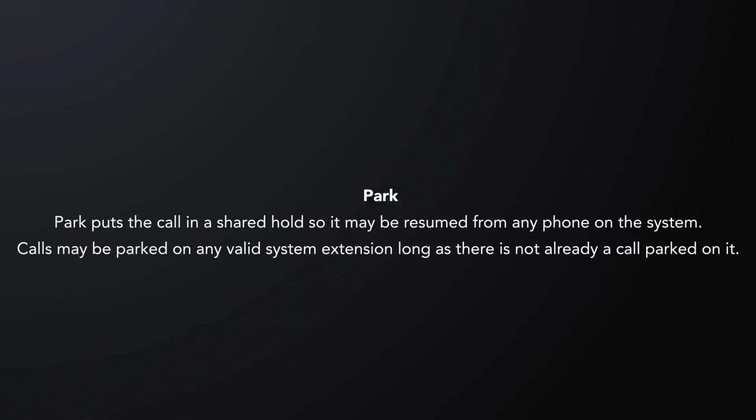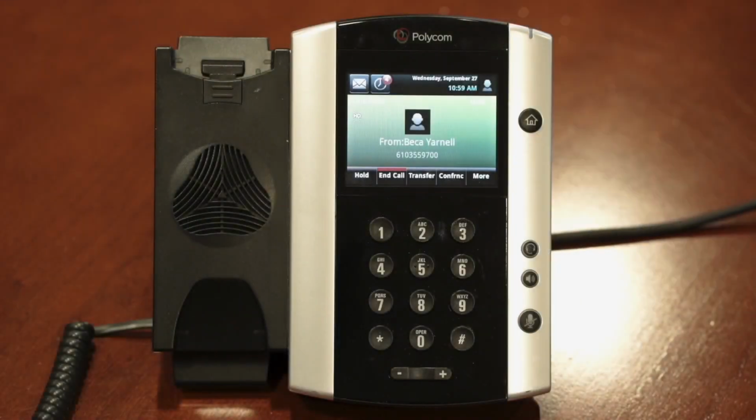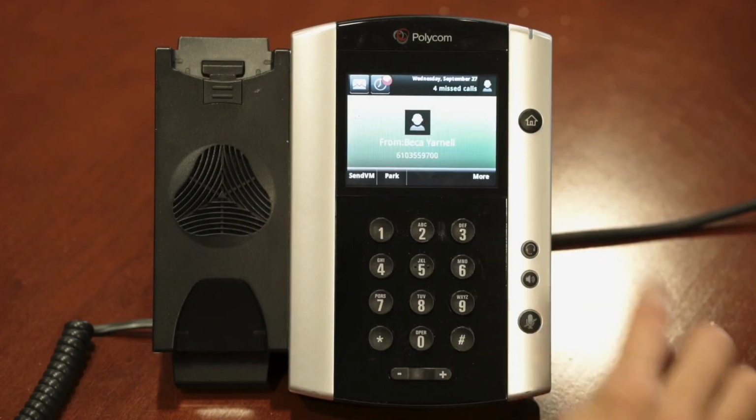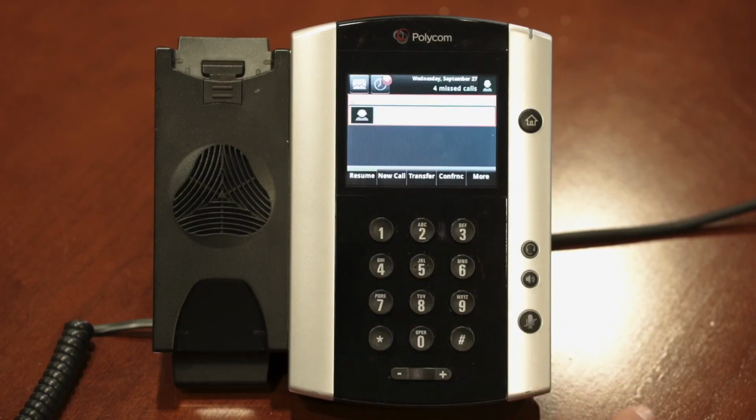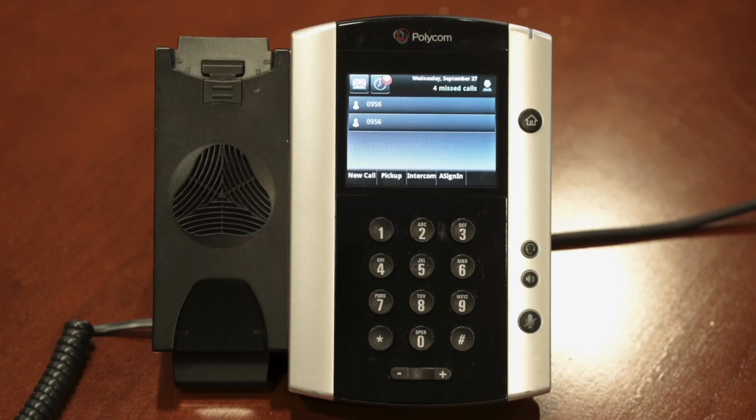Calls may be parked on any valid system extension, as long as there is not already a call parked on it. To place a call into Park, tap the More soft key, then tap the Park soft key. Input the extension on which you wish to park the call, tap the Enter soft key, then hang up after the system message plays.